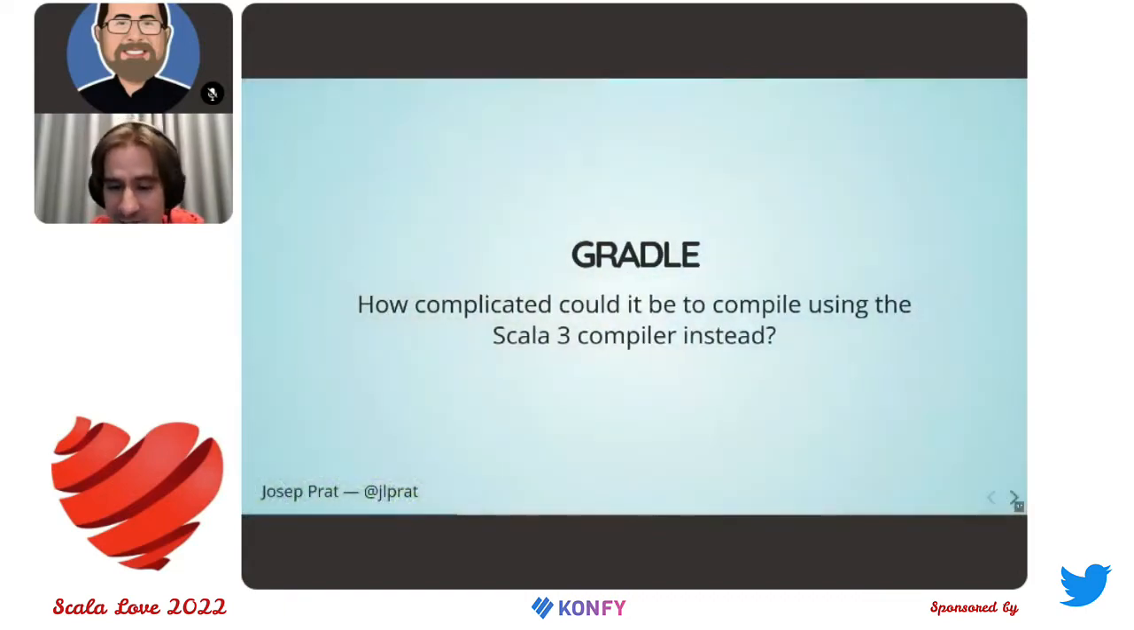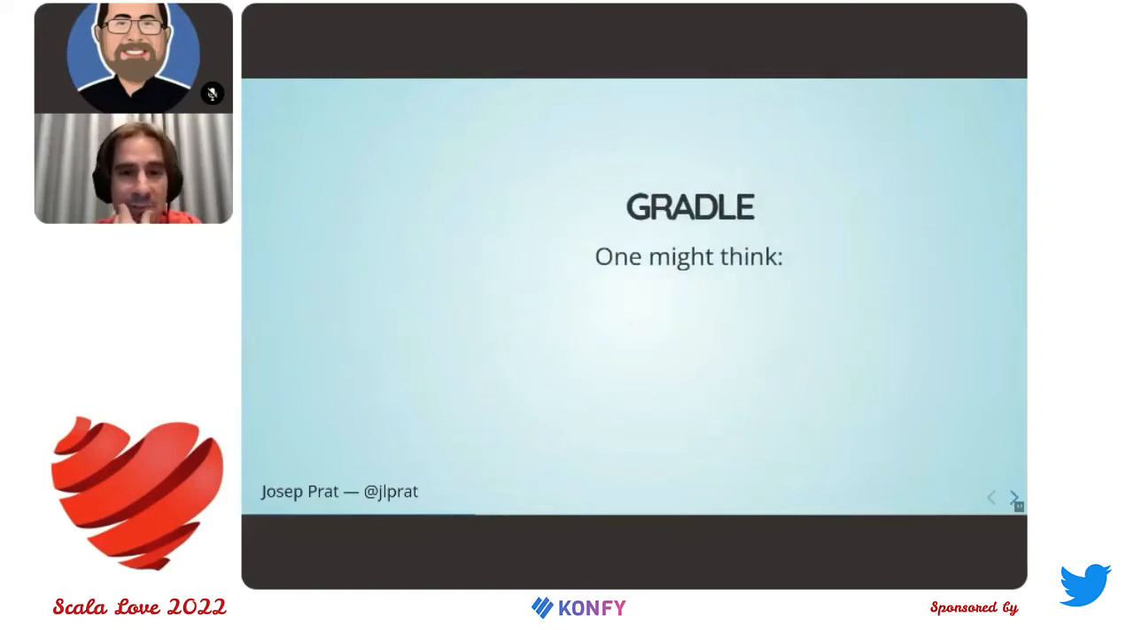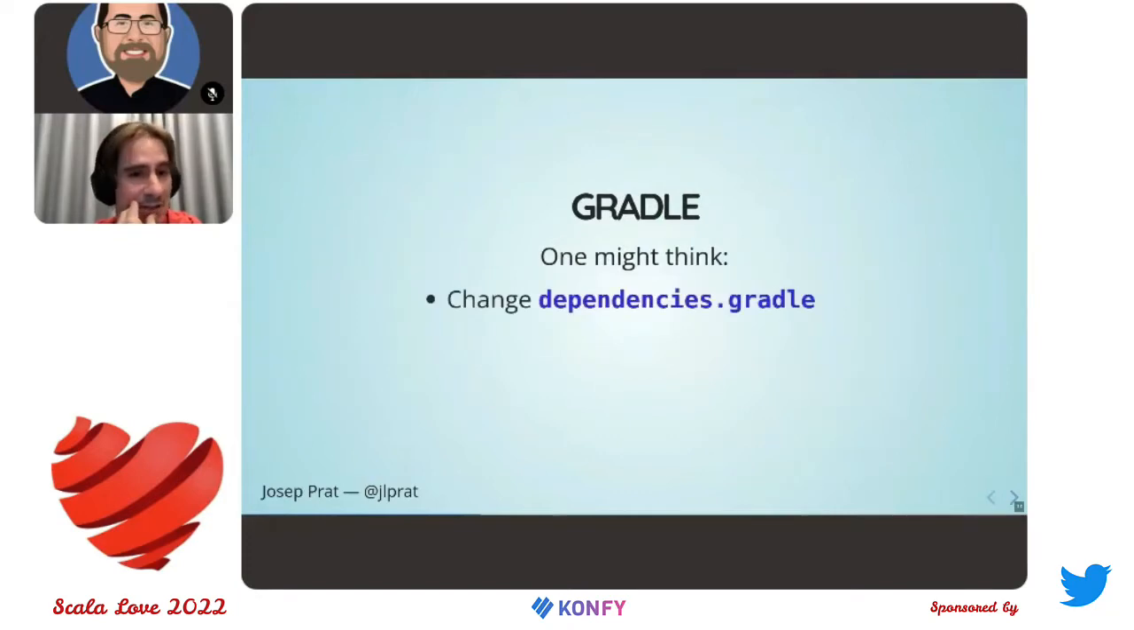The first challenge was regarding Gradle. If you were at Nathan's talk this morning, he was mentioning that Gradle now supports Scala 3. When I started this migration attempt, that was summer 2021, and Gradle wasn't supporting Scala 3. It was only Scala 2.12 and 2.13. But at first I didn't know that. So I thought, okay, how complicated could it be? I probably just need to change the dependencies in the Gradle file.